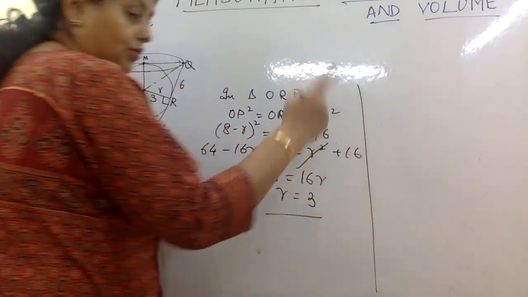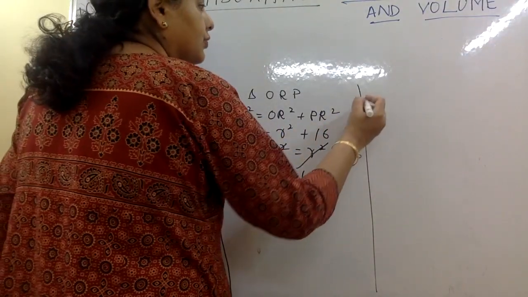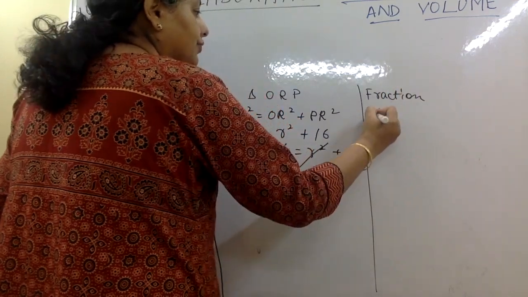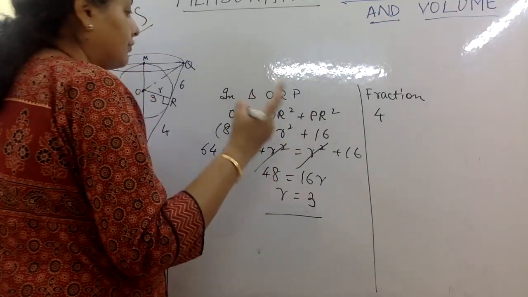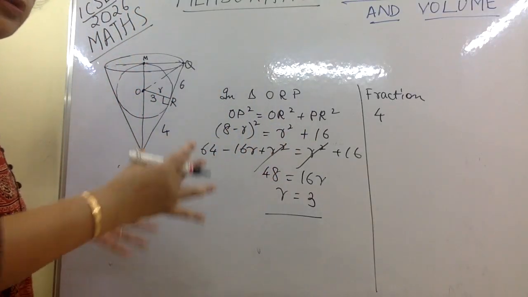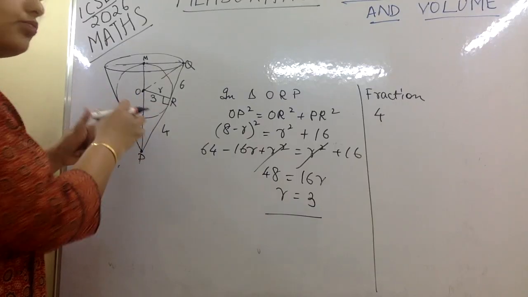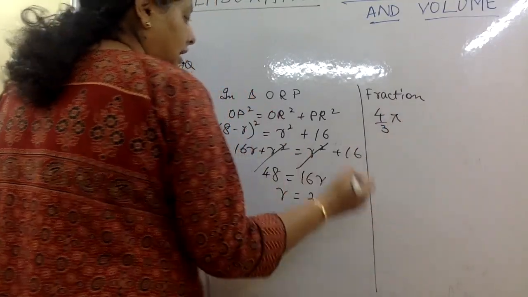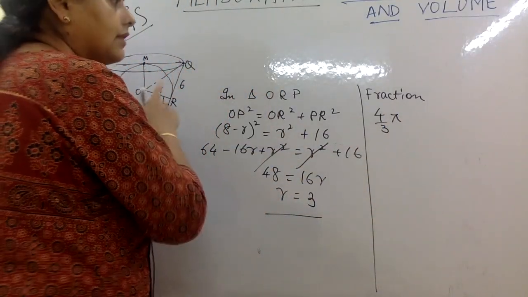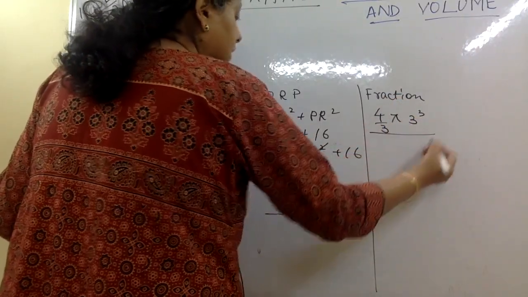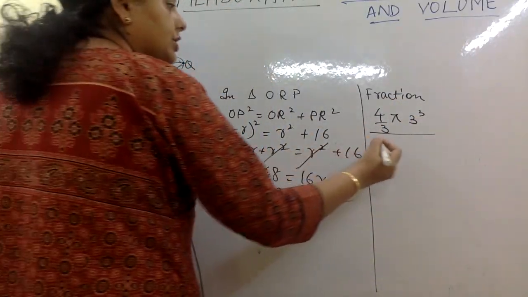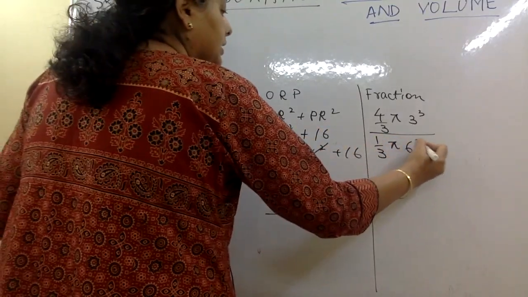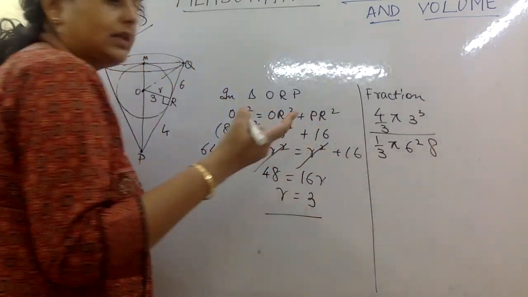Note this: we are finding the fraction of water that overflows. The same volume of water that the sphere occupies will overflow, right? So we will write 4/3 pi r cube, where r is 3, so 3 cube, divided by the total volume of the cone, which is 1/3 pi r square h, that is 6 square and h, that is 8.